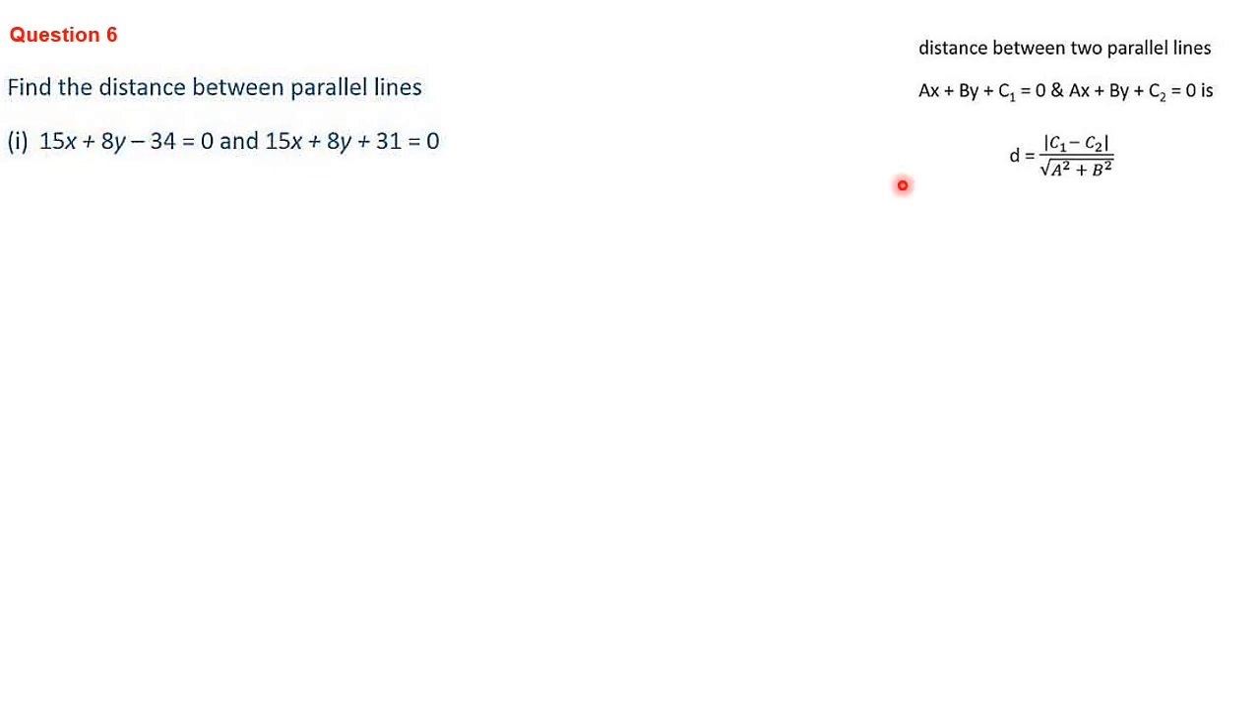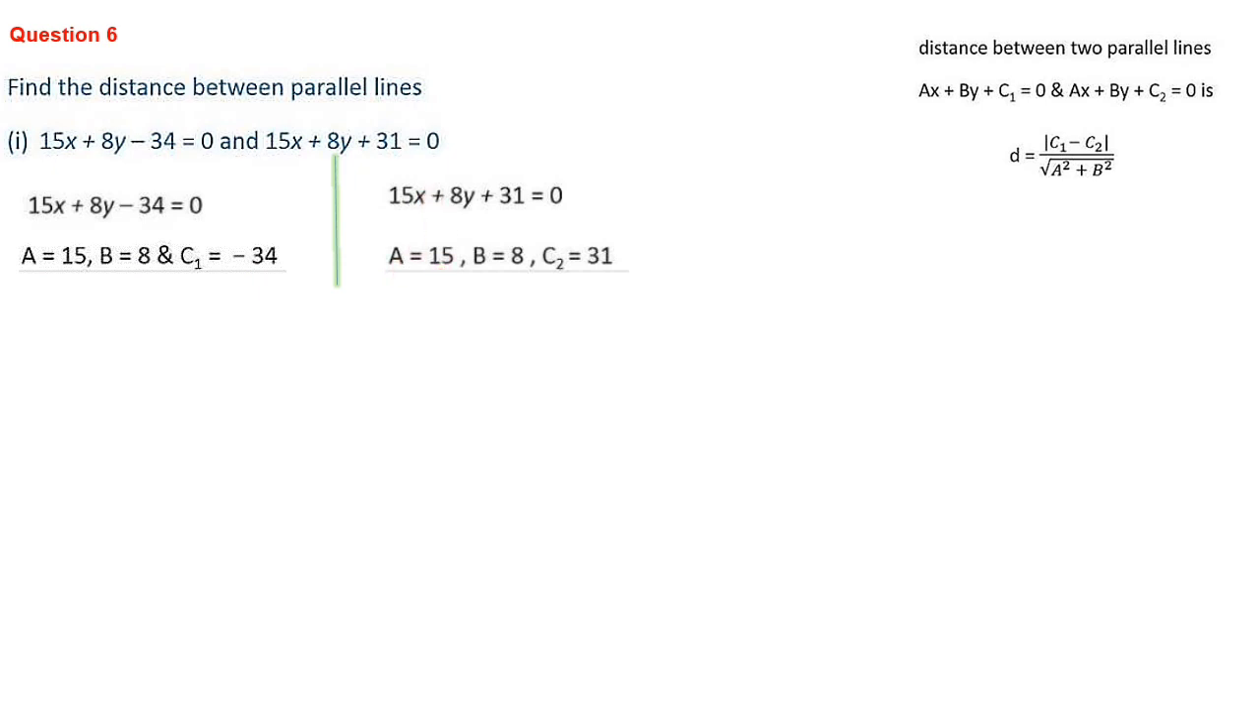So directly we can substitute into the formula. 15x plus 8y minus 34 equal to 0. A is 15, B is 8, and C, or we can write it as C1, since in the standard form it is mentioned as C1. So C1 is equal to minus 34. In the same way we can write for the other equation also: A is 15, B is 8, and C2 is 31.